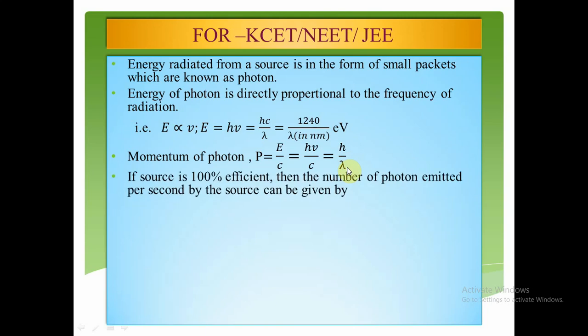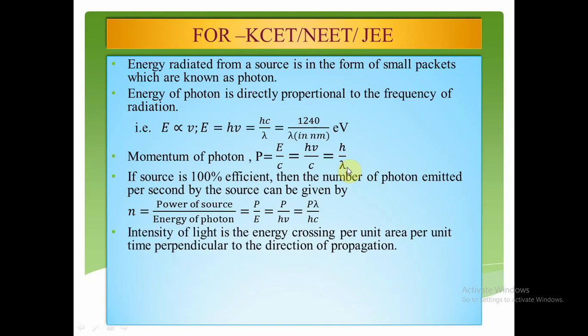If the source is 100% efficient, then the number of photons emitted per second by the source can be given by the power of the source divided by the energy of the photon, that is, P divided by E, which is equal to P divided by h nu, or P lambda divided by hc.